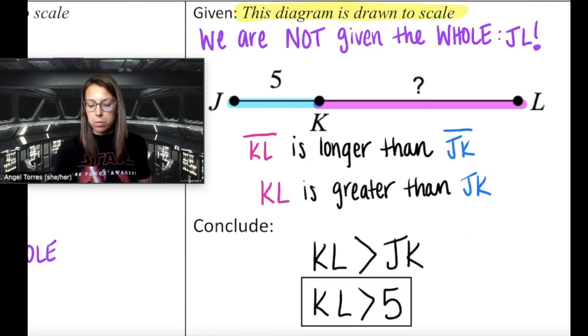So what could that possibly be? Well, KL could be 6 units. KL could be 10 units. KL could be 5.5 units. It could be anything as long as it's longer than 5. So if you're not given the whole, you can at least make a comparison of the two lengths.